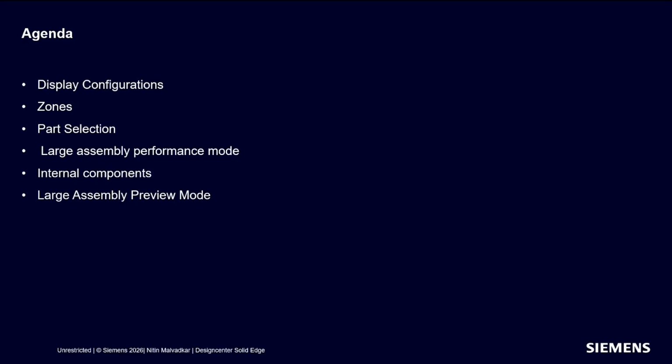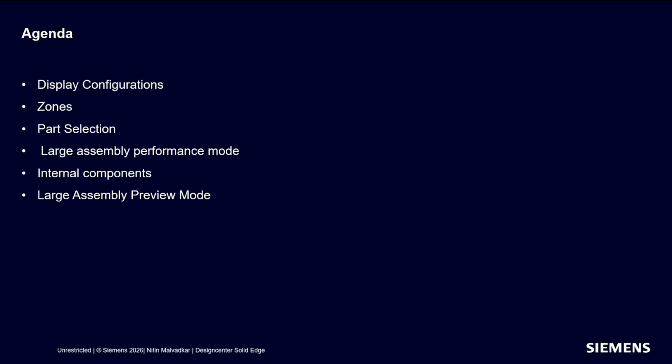So let's start with the display configurations for large assemblies. What exactly is a display configuration? Well, it's a feature by which we can control which parts are shown or hidden in an assembly. So instead of loading the entire assembly every time, we can open the assembly using a specific display configuration. Now, this in turn loads only the required components into the memory, and this actually helps in improving the performance of the assembly significantly.